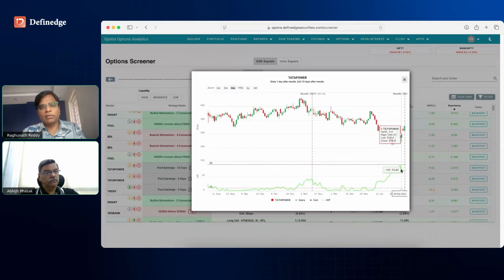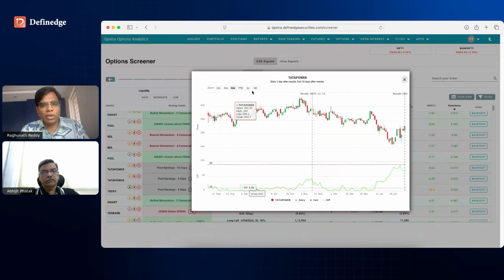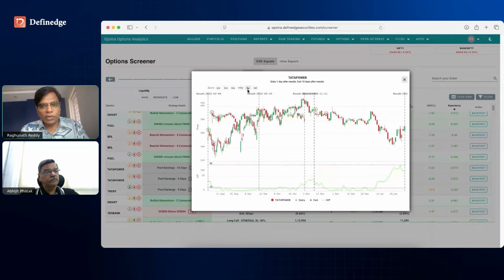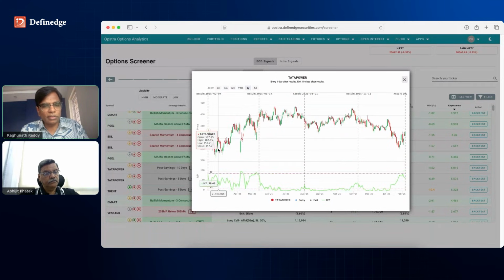IV percentile is a way of ranking the IV against its own history. High IVP means higher premiums. As you can see here, the premiums are very high when we are going into the results. After that, it goes down. You can see the example here of the last 4 or 5 quarters. After the results are announced, they go down.